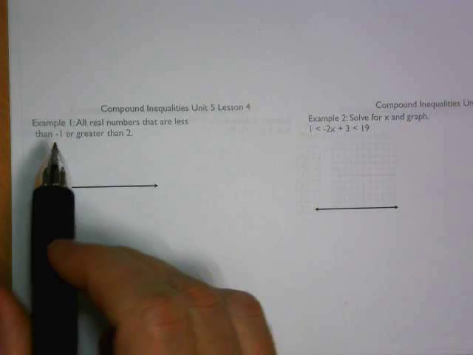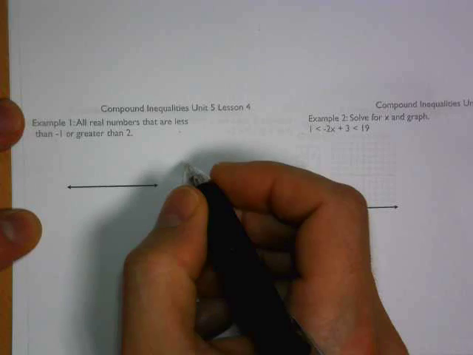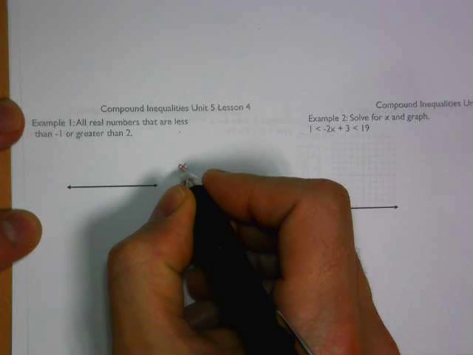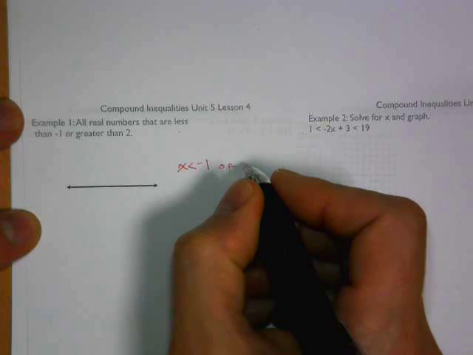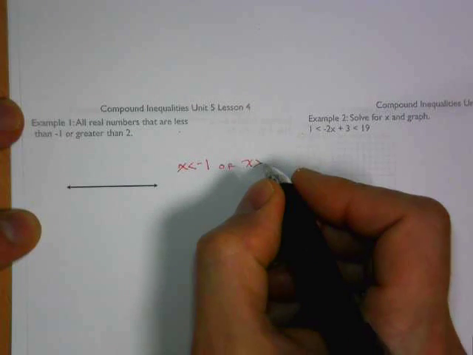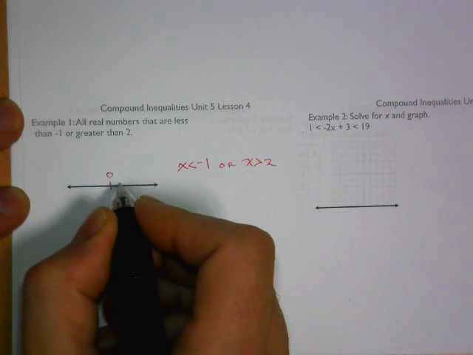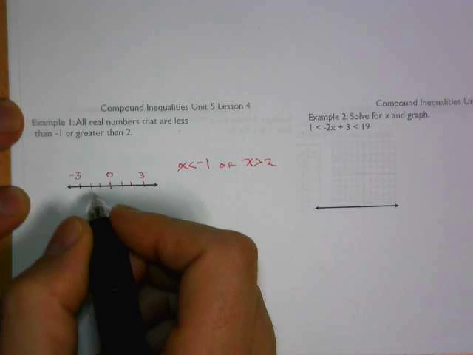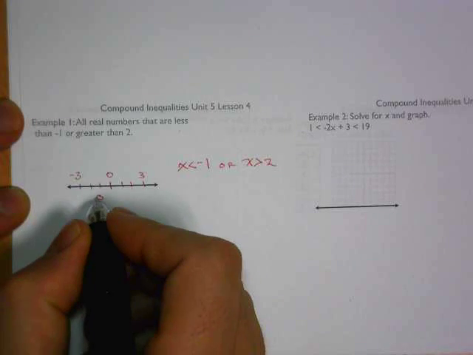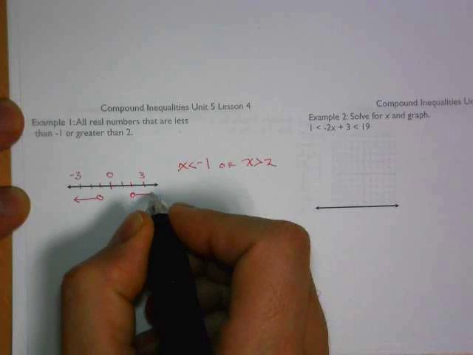Okay. All real numbers are less than -1 or greater than 2. So if we put these in inequality form, we'd say x is less than -1 or x is greater than 2. Right, so on our number line, we need to make sure that both these things are on here. I think we can safely go by ones. And we have -1, less than that, and then +2, and greater than that.